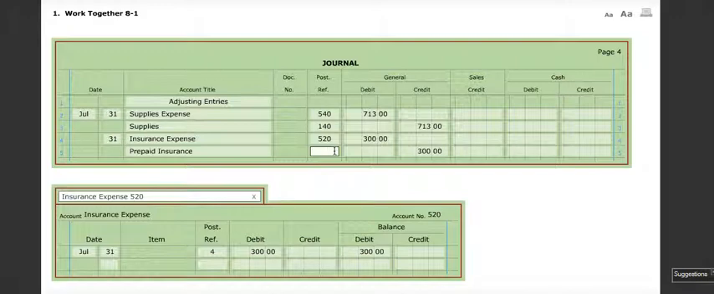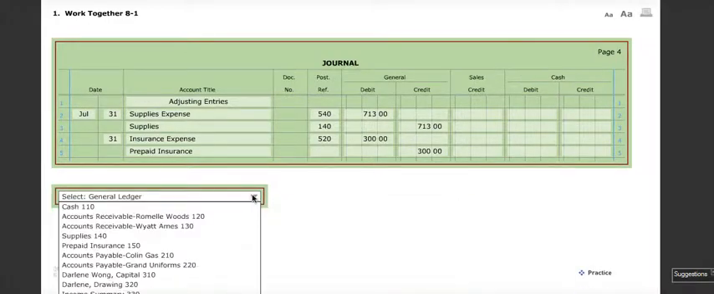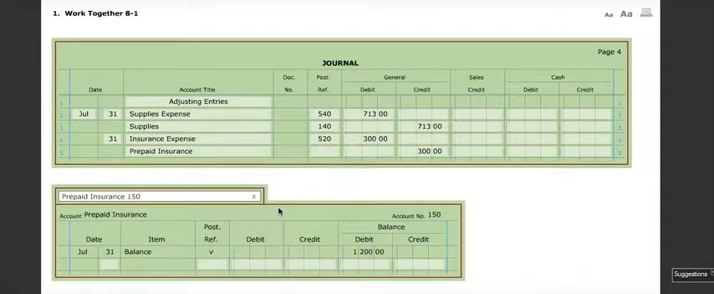And last transaction, we need to open my prepaid insurance. So prepaid insurance, I'm going to close this one out. It is account 150. I have a 31st. Page number 4. I have a credit of $300. All right, so I have $1,200 minus $300, which gives me a balance left of $900 in the debit portion. And last step, account number 150 belongs here under the post ref.